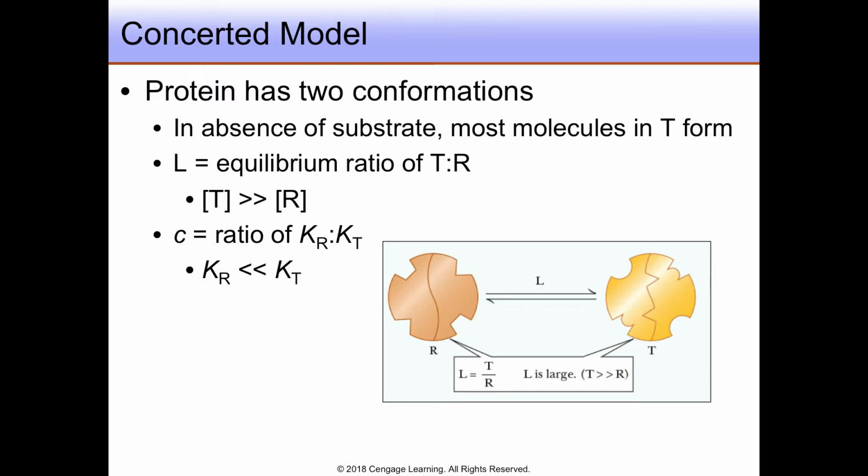We can also define a ratio of the equilibrium constants, which you can think of as indicating the balance between the two, as indicating which is more favored. This is the quantity C, and it is the value of K_R divided by K_T. For an allosteric enzyme that obeys the concerted model, the L value is high, indicating a higher concentration of the T form. The C value is low, indicating the difficulty with which substrate binds in the T form of the enzyme, that is a higher K_T value.